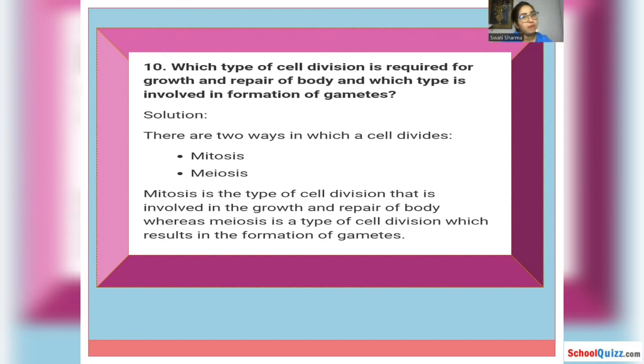So if we take the complete cell as 2n, then n is for X, n for Y, n for X. If they combine, in combined form they will form 2n. Because of that, to maintain that constancy, the process of meiosis is required, so that the number of chromosomes in gametes can be reduced to half. Meiosis is the type of cell division which results in the formation of gametes.